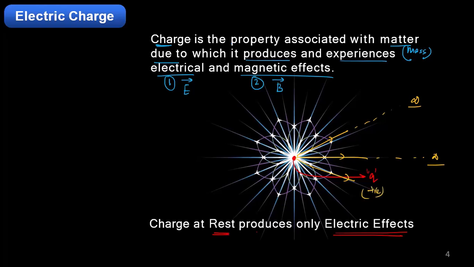So if I say this is a positive charge, for this positive charge, the electric field lines originate from the charge and end at infinity. So it has a long range. It is called the long range force. Why? Because the effect is up to infinite distance.